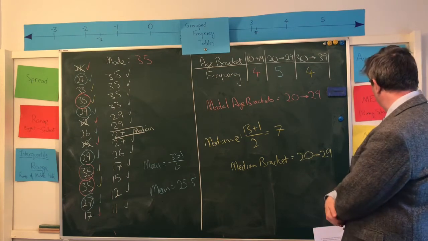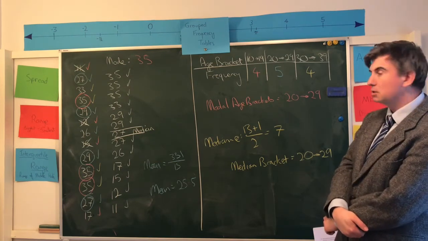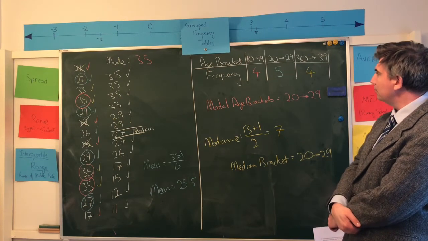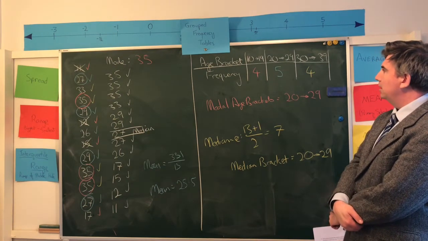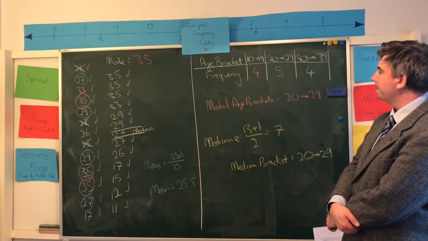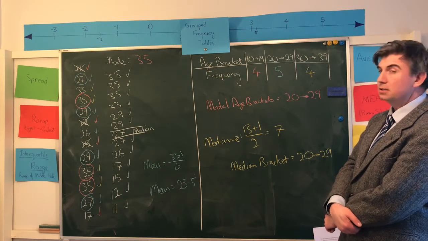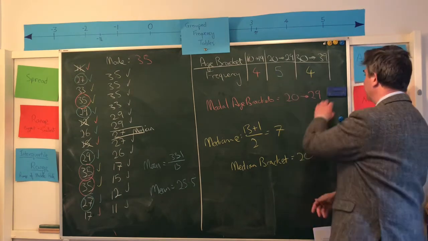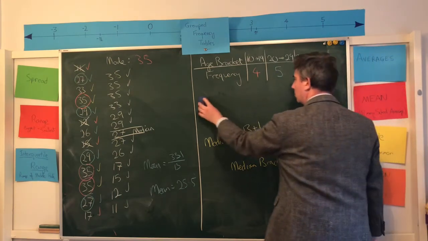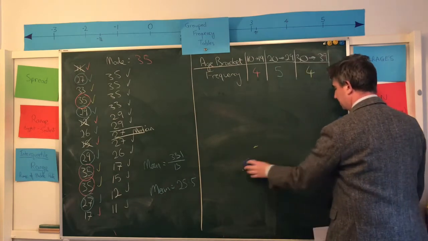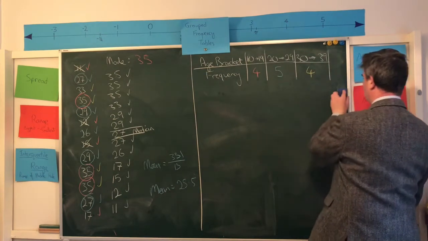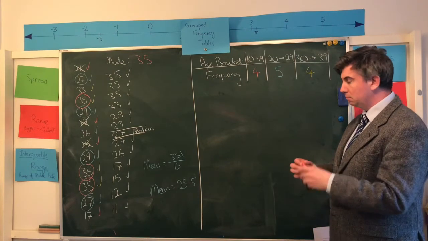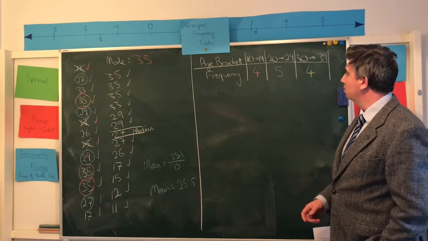And then the last one, which is mean. Okay, mean is going to be a bit tougher to do. To find the mean, we can't find the mean of this system here as it currently stands. We're going to have to use something called mid-interval values.